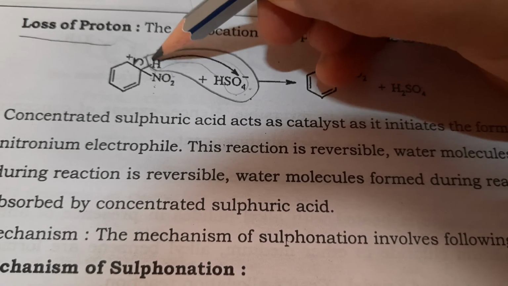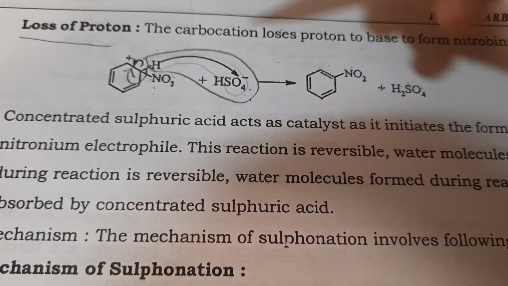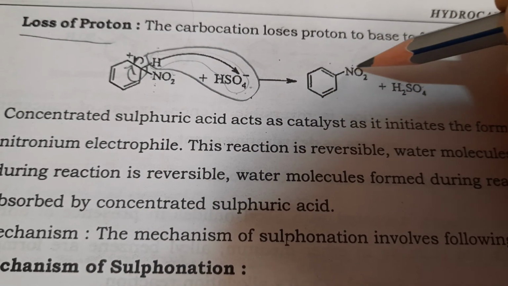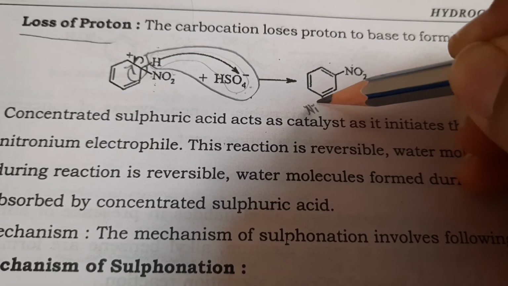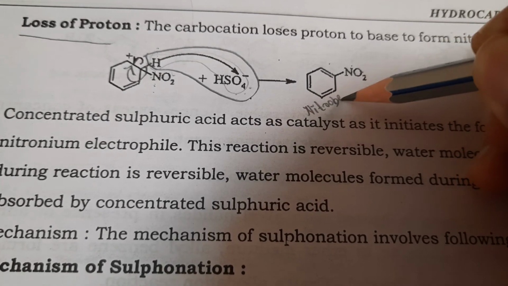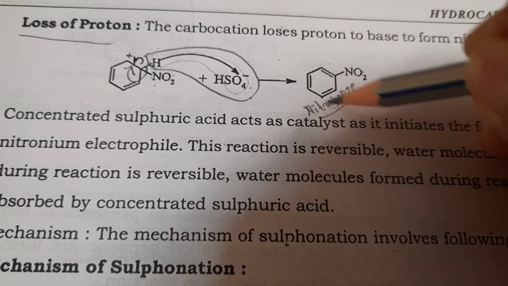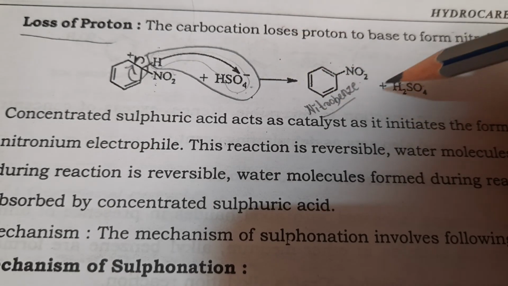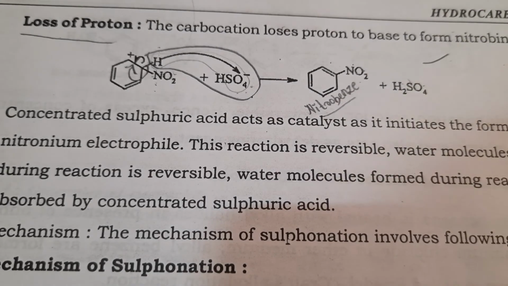While leaving, this hydrogen gives its electrons back to benzene, and aromaticity is regained. Now we have obtained the final product, nitrobenzene, the final product of the nitration reaction. So the nitration reaction involves mainly 3 steps, and this step is the third step of the nitration reaction.